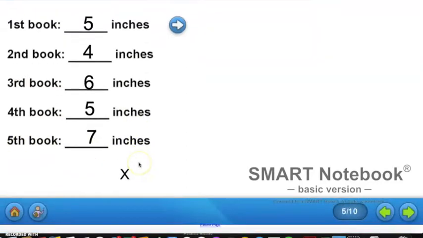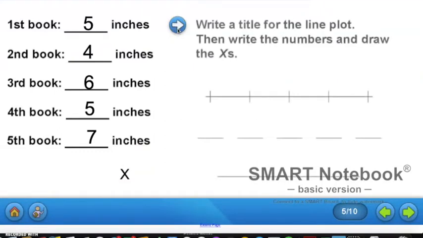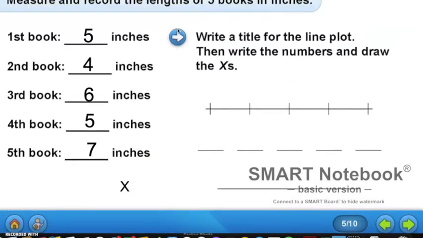So I went ahead and I measured some books, and now what we're going to do is take my data and make a line plot. So first of all, we have to write a title for the line plot, right?